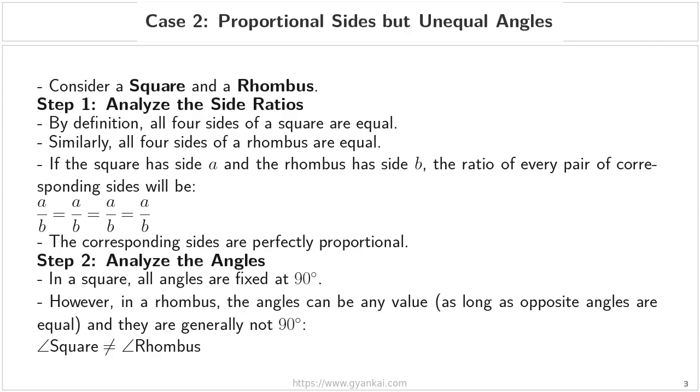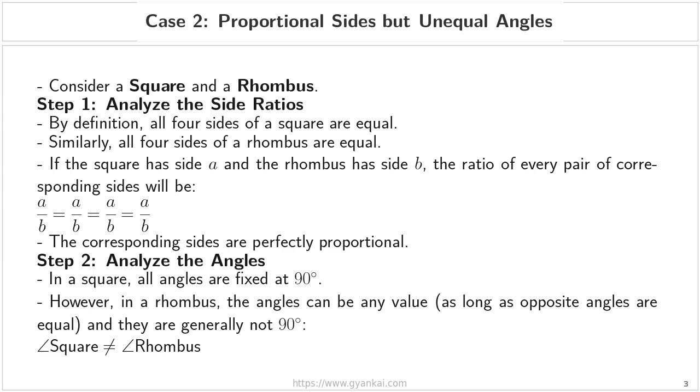In a square, the internal angles are fixed. They are always 90 degrees. But in a rhombus, while the sides are equal, the angles can vary. As long as the opposite angles are equal, the shape remains a rhombus, and these angles are generally not 90 degrees.